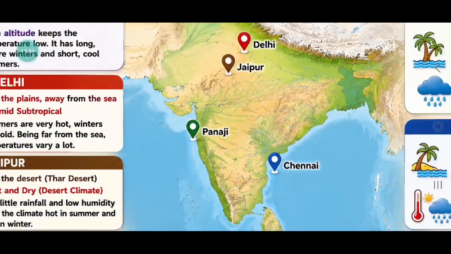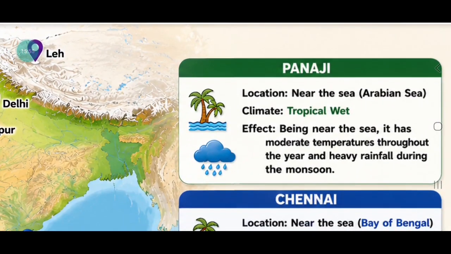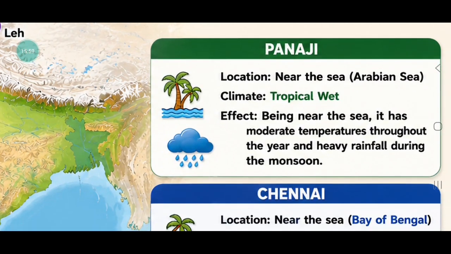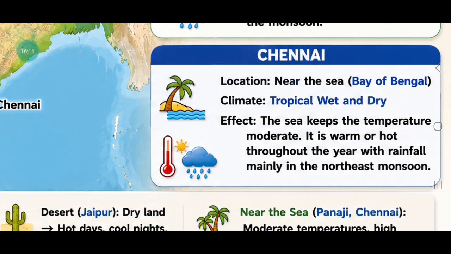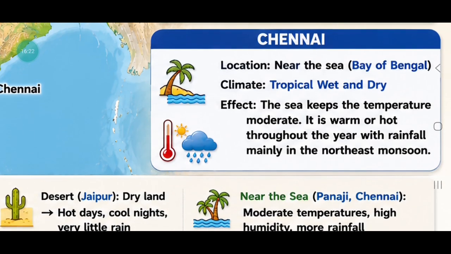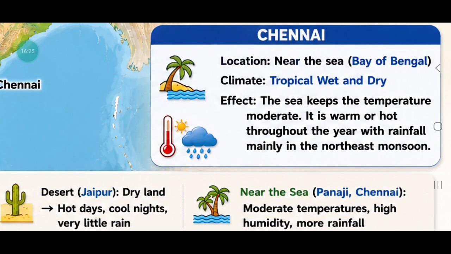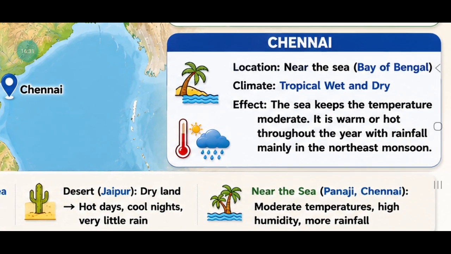Next one is Panji. Location near the sea, the Arabian Sea, climate tropical, wet. Effect: being near the sea, it has moderate temperature throughout the year and heavy rainfall during the monsoon. Next one is Chennai. Location near the sea, Bay of Bengal. Climate tropical, wet and dry. Effect: the sea keeps the temperature moderate. It is warm or hot throughout the year with rainfall mainly in the northeast monsoon.